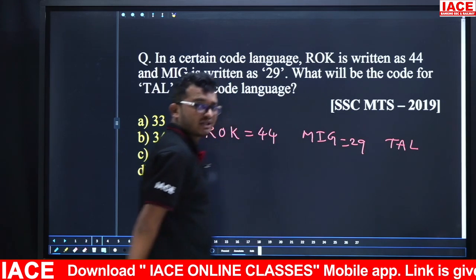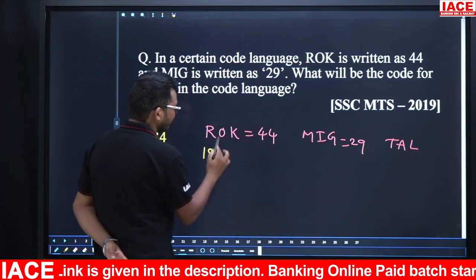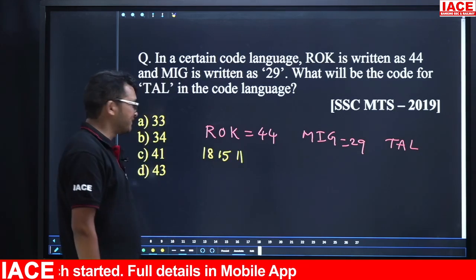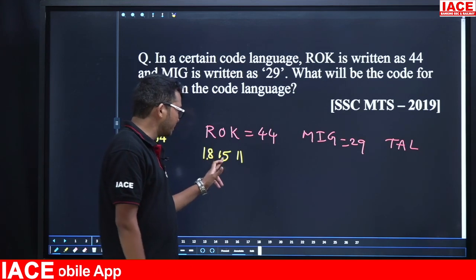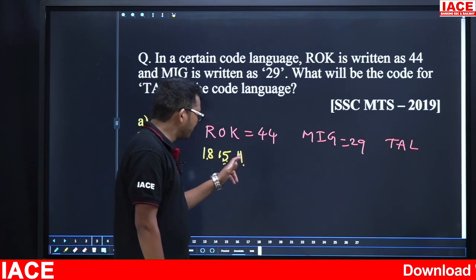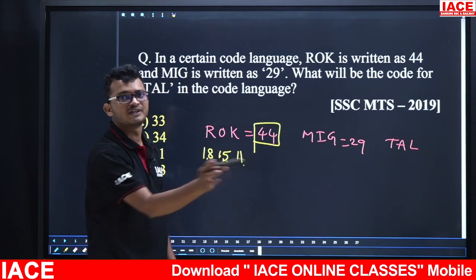Friends, let us observe what the logic is. Here R's face value is 18, O's face value is 15, K is 11. Take the sum of the face values: 18 plus 15 is 33, plus 11 total is 44. That means the logic is the sum of the face values.